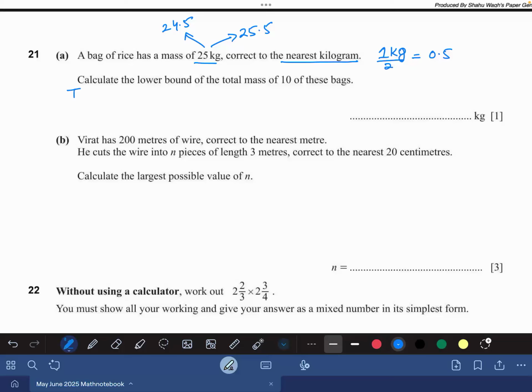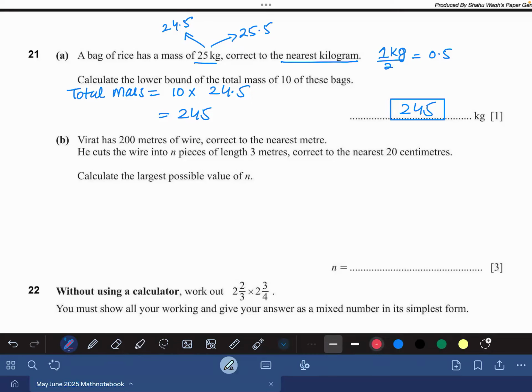Total mass would be 10 multiplied with the lower bound. So that would be 24.5. 10 multiplied with 24.5 would be 245 kg, the lower bound of the mass of these 10 bags. Understood? Okay. Now Virat has 200 meters of wire, correct to the nearest meter.